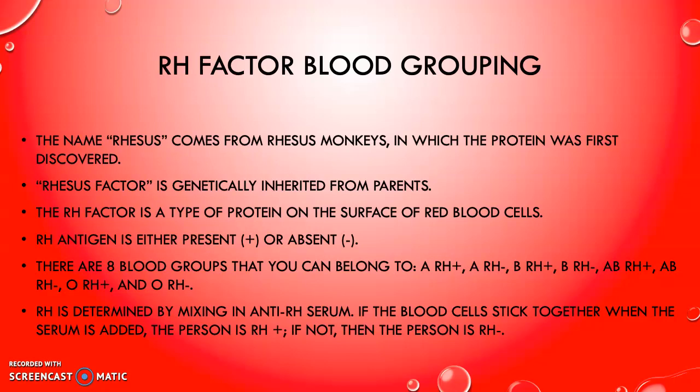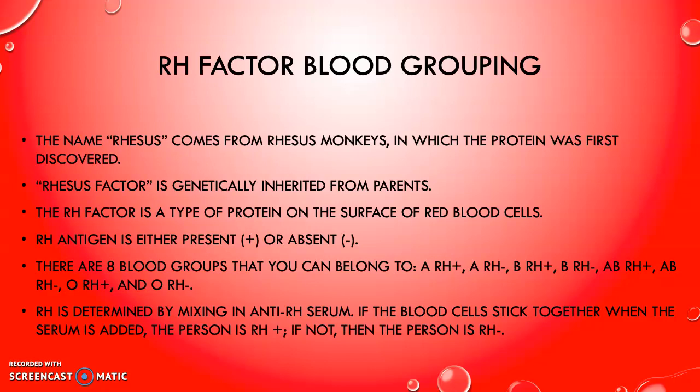The Rh factor, or the rhesus factor, comes from rhesus monkeys in which the protein was first discovered. The rhesus factor is genetically inherited from your parents as well. It's a type of protein on the surface of the red blood cells, and it's going to determine if you're AB positive, AB negative, A positive, A negative, anything like that. And the antigen is either present, positive, or absent, negative.